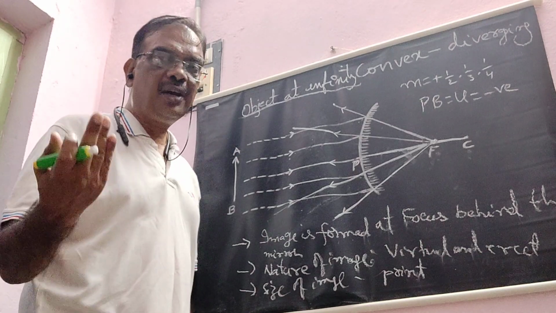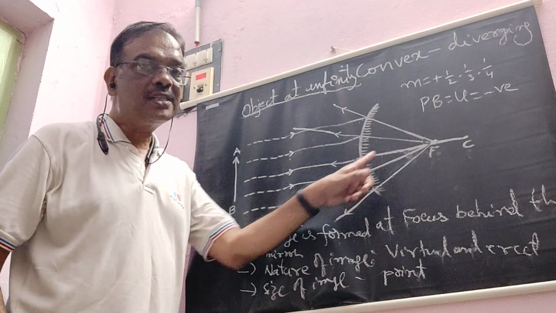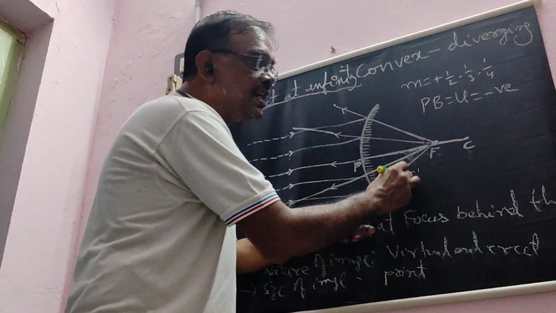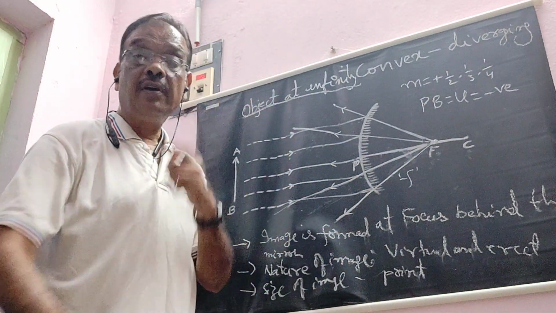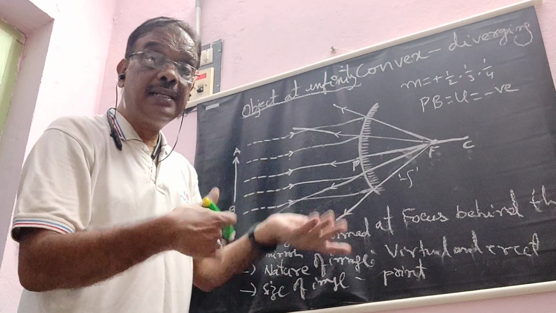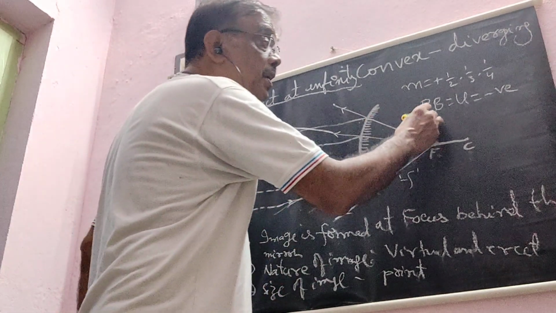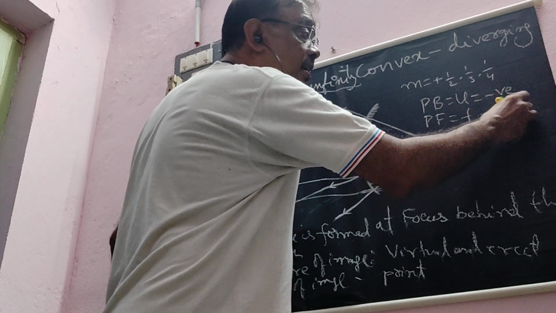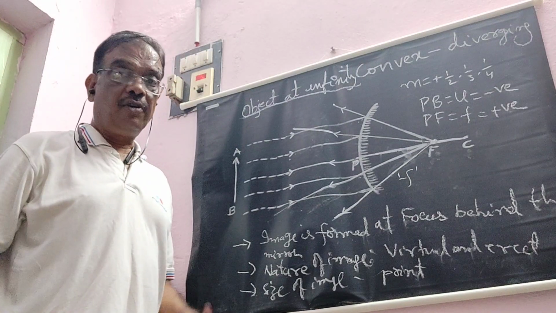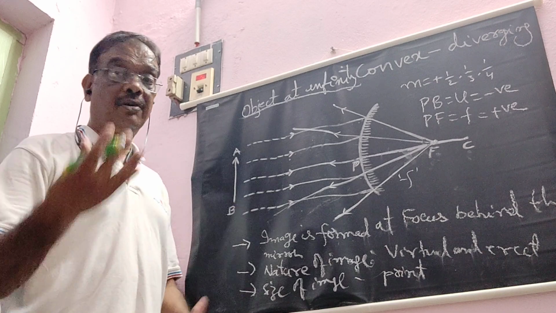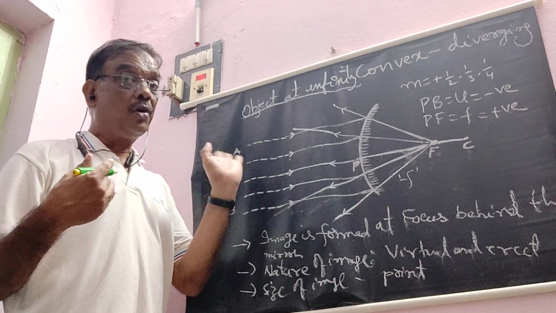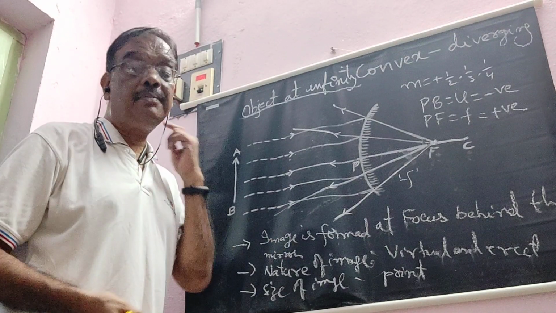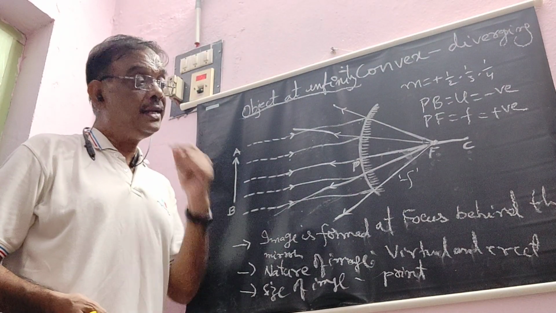Now focal length. Where is the focal length? The focus lies behind the mirror. Pole to focus is the focal length. It lies behind the mirror. If a horizontal distance lies behind the mirror, it is positive. PF, the focal length. The focal length of a convex mirror is positive. Remember, the focal length of a concave mirror is negative. Why? Because it lies in front of the mirror. For the convex mirror, the focal length lies behind the reflecting surface, behind the mirror.